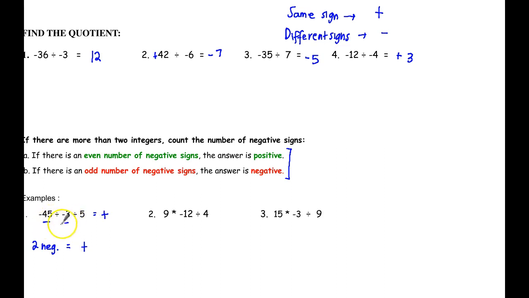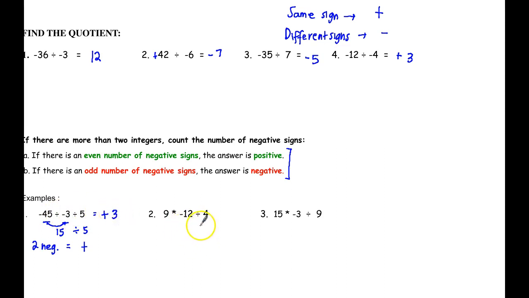And then you're just going to work on the numbers alone without the sign. You're going to do it from left to right. So 45 divided by 3 is 15. And then divided by 5 is 3. So the answer for this is positive 3.